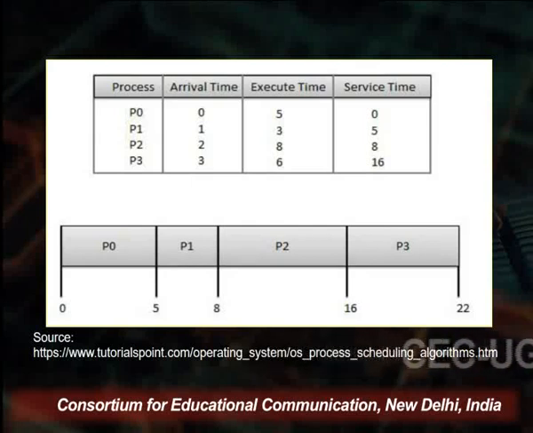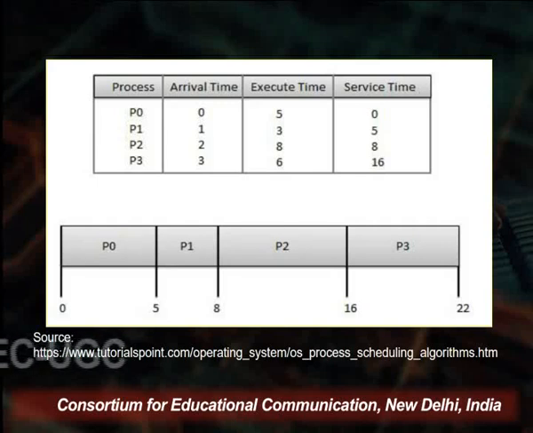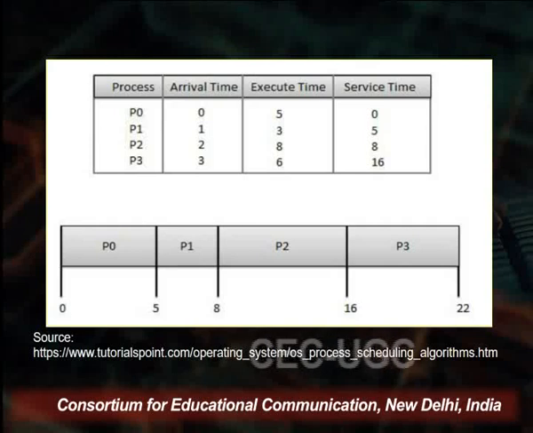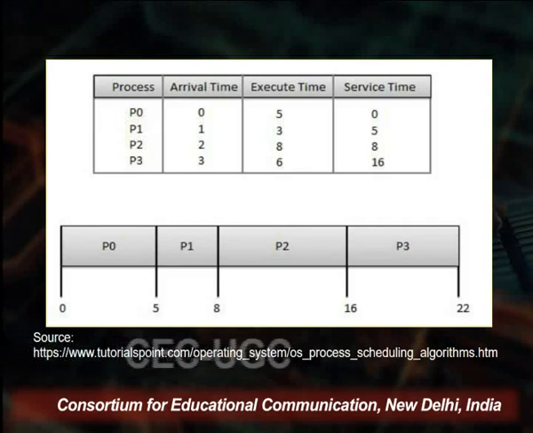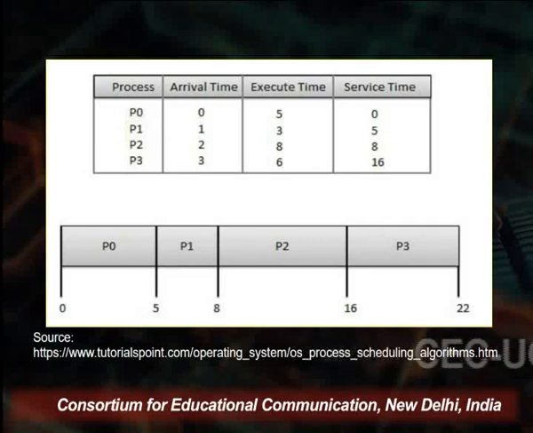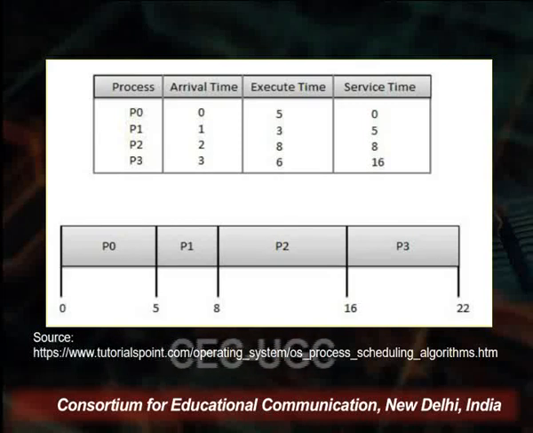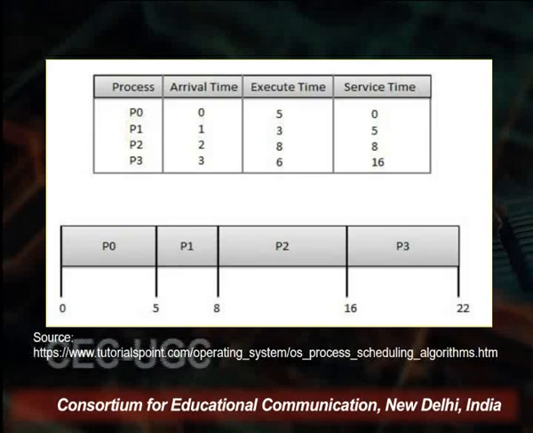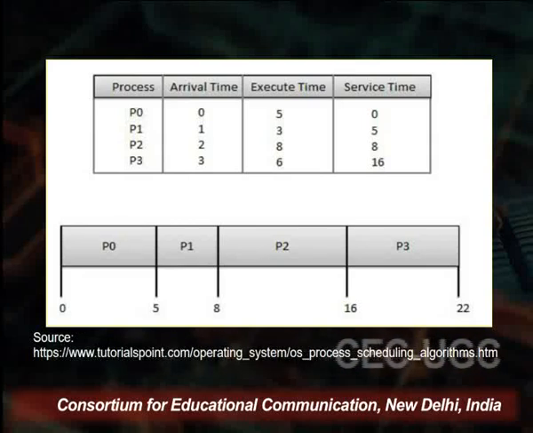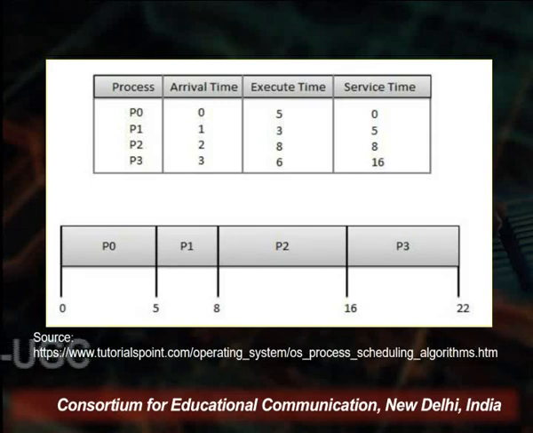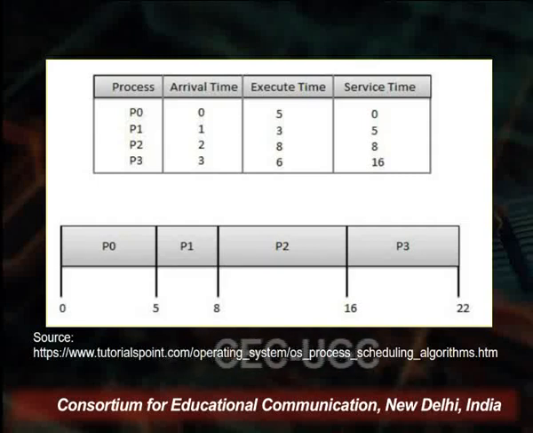As for the information given, we have a table which says there are four processes named P0, P1, P2 and P3. In the second column, their arrival time is given. P0 arrives at time 0, P1 arrives at time 1, P2 arrives at 2 and P3 arrives at the third time instance. Then we have the execution time, which is the time for which they need the CPU. Let's say the unit of time here is milliseconds. P0 needs the CPU for 5 milliseconds, P1 for 3 milliseconds, P2 needs 8, and P3 needs 6.